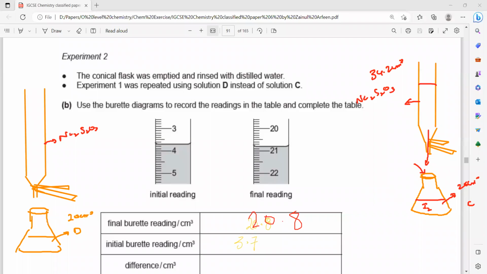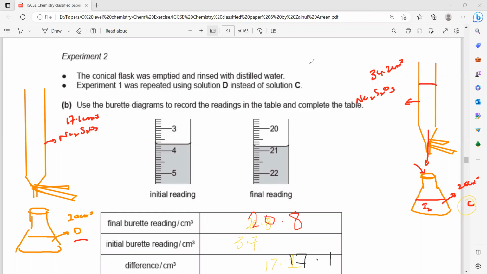Difference between the two readings? 17.1. So it shows that we used 17.1 cm cube to react completely with solution D. By comparing the two experiments, which solution is more concentrated? Is it solution C or solution D? Solution C, because it requires more volume of sodium thiosulfate. Yeah, good. So that's right. Solution C is more concentrated because it required a greater volume for a complete reaction.